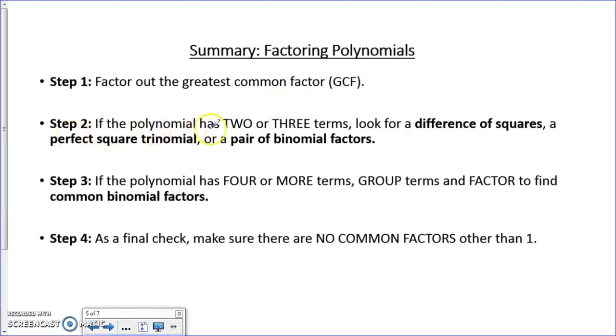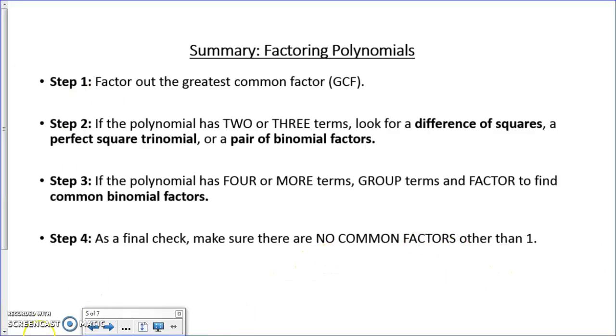Step 2. If the polynomial has 2 or 3 terms, you're going to look for a difference of squares, a perfect square trinomial, or a pair of binomial factors. If the polynomial has more than 3 terms, you're going to skip to step 3. If it has 4 or more terms, you're going to group the terms and factor to find common binomial factors. And step 4, as a final check, make sure that there are no common factors other than 1.